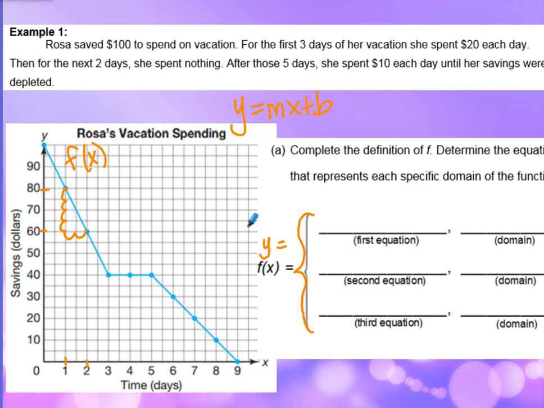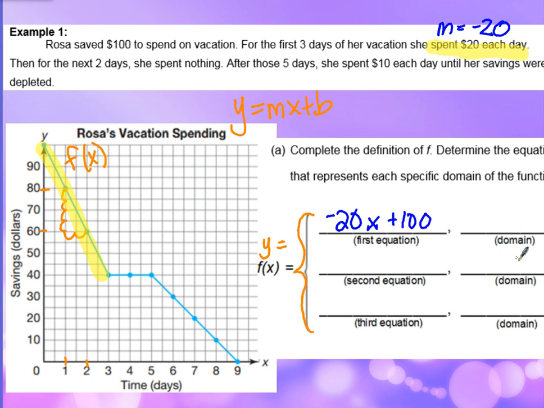Now if you look back at the story, it said that for the first 3 days, so day 1, day 2, and day 3, that would represent this whole first piece here, she spent $20 each day. So our slope, we can already determine, should end up being negative 20 because she's spending $20 each day. So our first equation for this piece would be negative 20x plus 100.